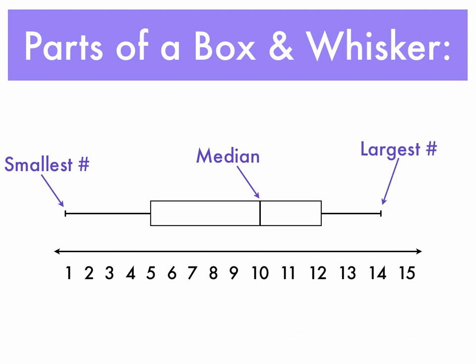Notice four different sections are created in the box and the whiskers. Going from left to right, your first quartile would be the first whisker that appears. The first half of your box before the median would be the second quartile. The third box would be the third quartile. And then the last whisker would be the fourth quartile.